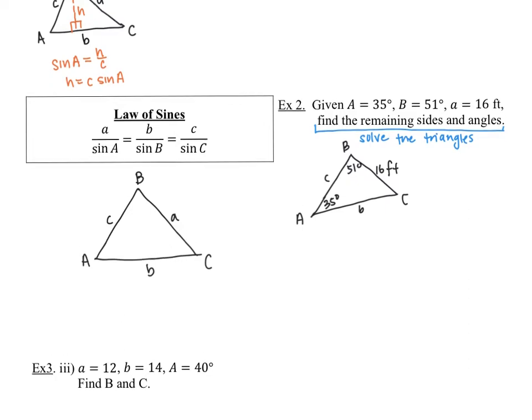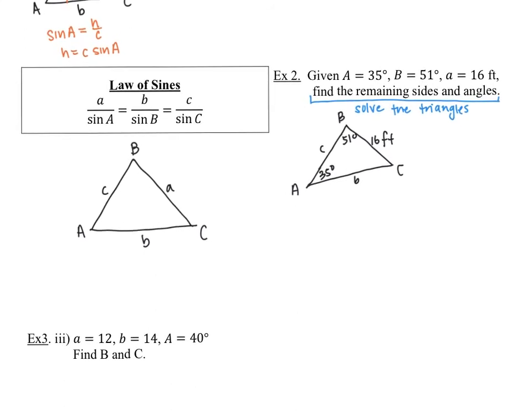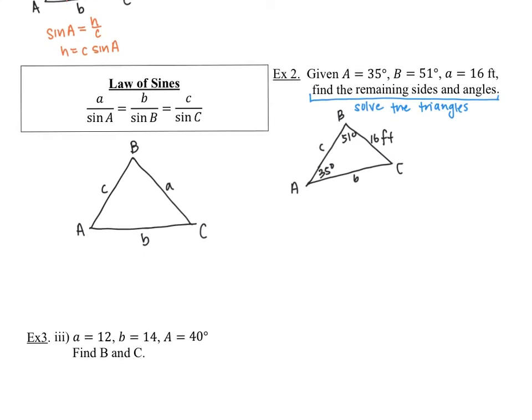Okay, let's get back to our example. I need to find all the angles and all the sides. I'm going to find the angle first because I already have 2 of the angles. And of course, I do know that the angles of a triangle add up to 180. So if I do 180 degrees minus the sum of the first angles, 51 and 35, I should be able to get the remaining angle, which is 94 degrees. You can use your calculator. You will need your calculator for the next ones.